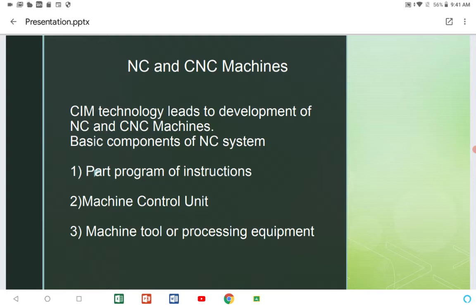So first we shall see NC, that is numerical control machines. Its components or elements, you can say, are mainly three. The first, part program of instructions, POI, which you can call, the second, machine control unit, and the third, machine tool or processing equipment.